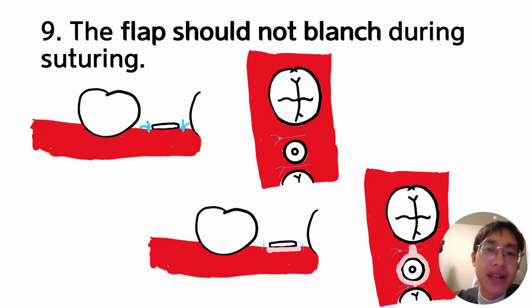All right, number 9. It is pretty simple. Do not blanch the flap. If you tie the flap too hard, you will see some blanching. Then you need to loosen it up a little bit. If you cannot loosen it up, cut the suture and do it again, even though you took time to tie it. Don't blanch it. Blood is life.